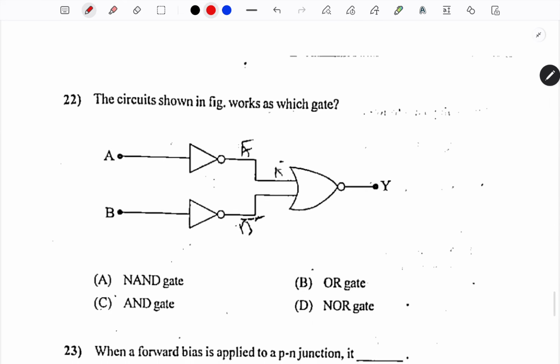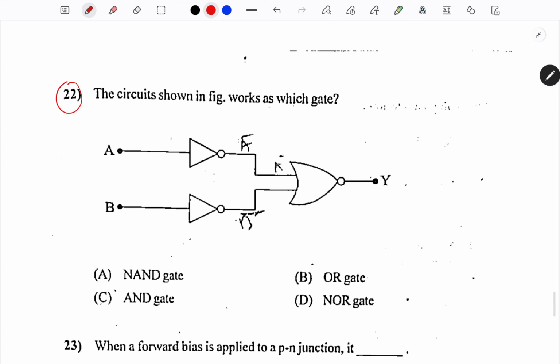Next question. Okay, another omitted syllabus question, but see, the circuit shown in the figure works as which gate? Okay, for that answer, let's say we apply inputs A and B, so it will be A bar and B bar, and here it is a NOR gate. So for the NOR gate, (A bar plus B bar) whole raised to bar, and if we solve the equation, it will be A dot B, and A dot B is an AND gate, so the answer will be C.